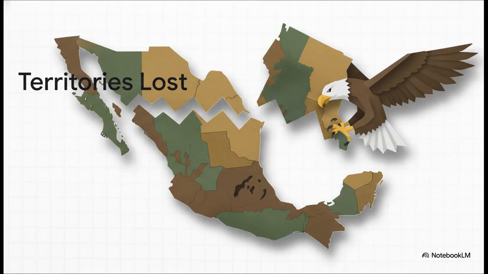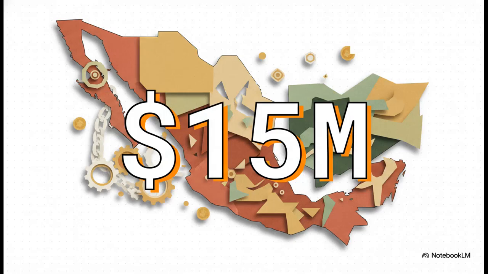By signing the treaty that ended this war, Mexico was forced to surrender a staggering 55% of its entire territory. Think about that. More than half the country gone. We're talking about present-day California, Arizona, New Mexico, Nevada, Utah, and parts of several other states. It is an almost unimaginable amount of land to lose at the conclusion of a single conflict. And in exchange for surrendering over half their country, the United States paid Mexico $15 million.